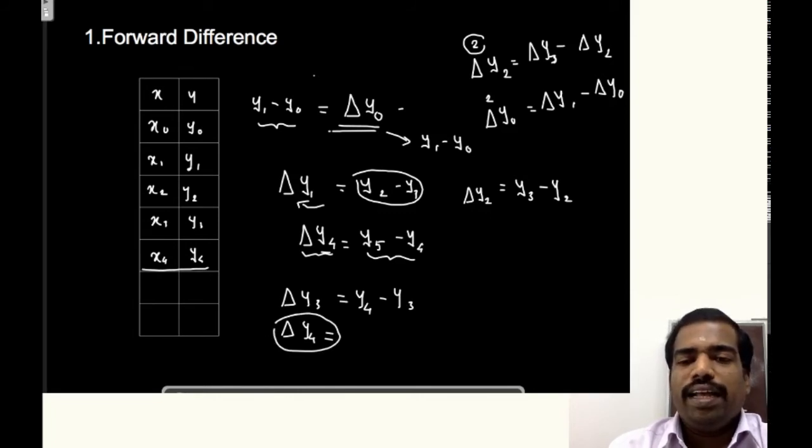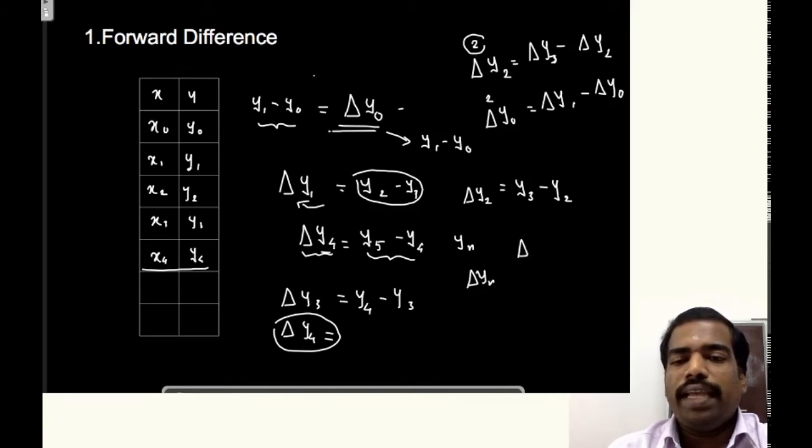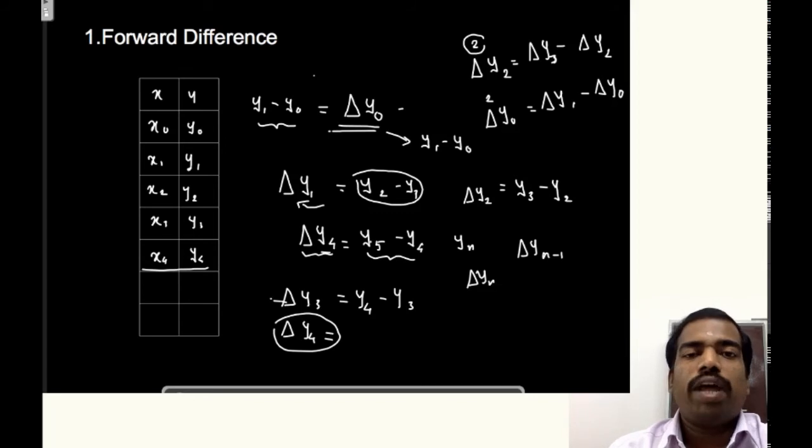Suppose you have n values of x or y. You can't find delta yn. Delta yn is invalid. You can find the value only up to delta y(n minus 1). Here you can find the value up to delta y3 and there is no way to find delta y4. So this is very important, and this is called the forward difference of a function.